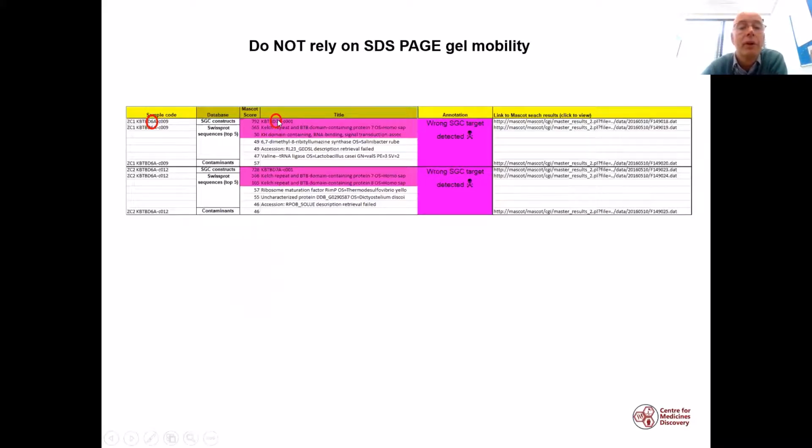Here's an example of a purification where someone was looking for this protein. This is KBTBD6A. That was a target. The MS/MS, when it came back, it was a homolog, KBTBD7A. So it's not the same protein. Similar molecular weight, different sequence.